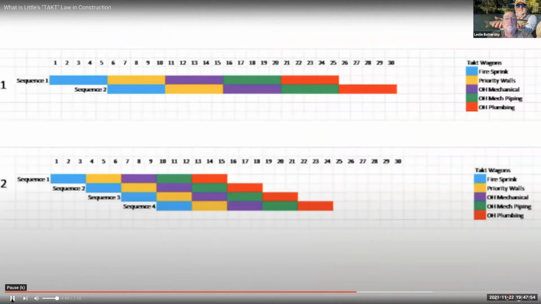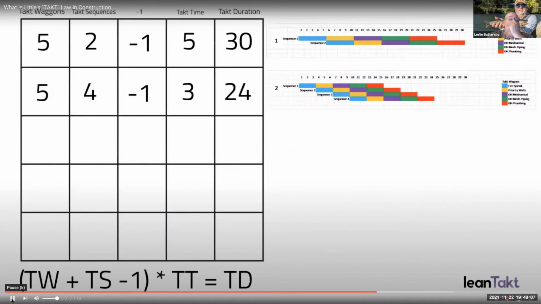One thing I want to point out is that each process actually has more overall time. Let's look at the light blue. It goes from day 1 to day 10, while on the second Takt plan, it goes from day 1 to day 12. This is because there's 4 sequences. So with 2 extra days, overall the duration is 6 days less, but each trade gets 2 days more. This is the magic of Takt planning and production laws.